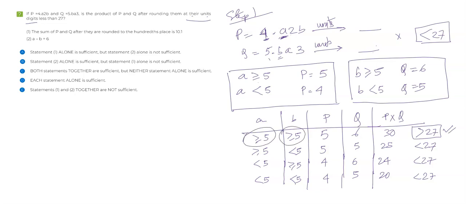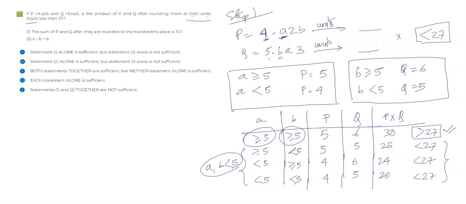Only in that case is the product greater than 27. Now, what is the use of this pre-analysis? After doing this pre-analysis, we can be sure that if we figure out that any one of them, either A or B, is less than 5, then the product will be less than 27. Either one or both.